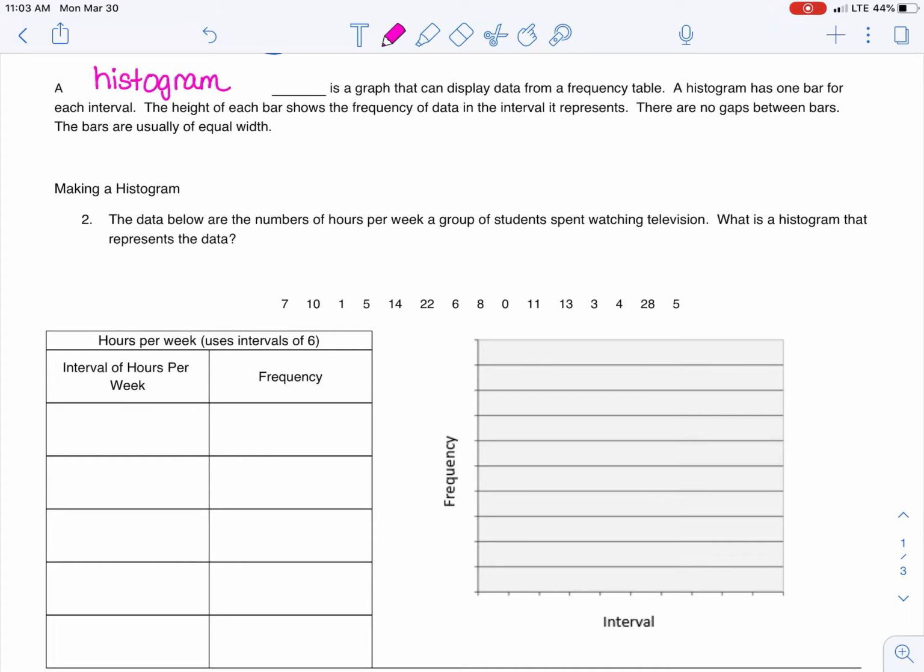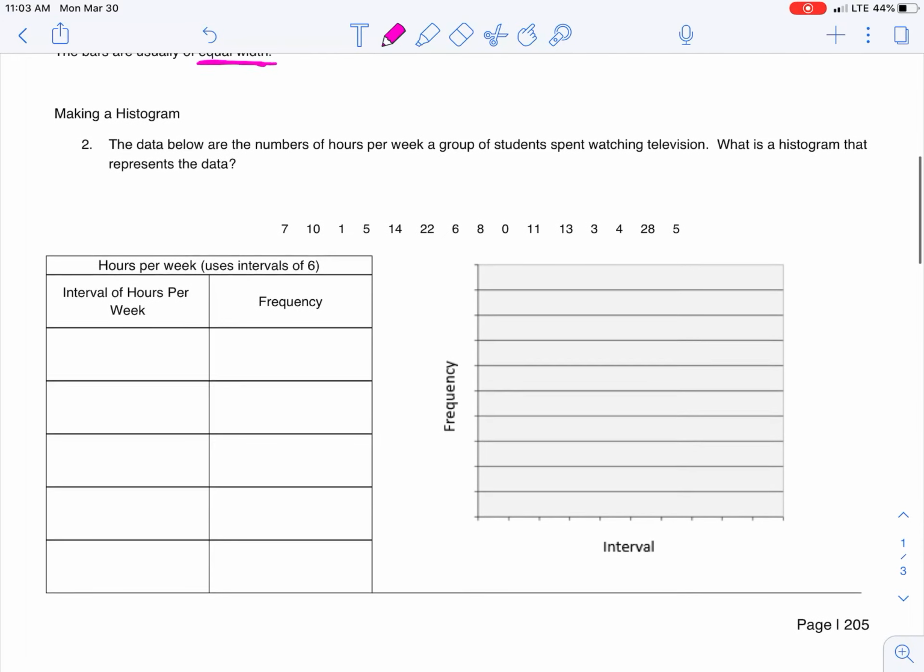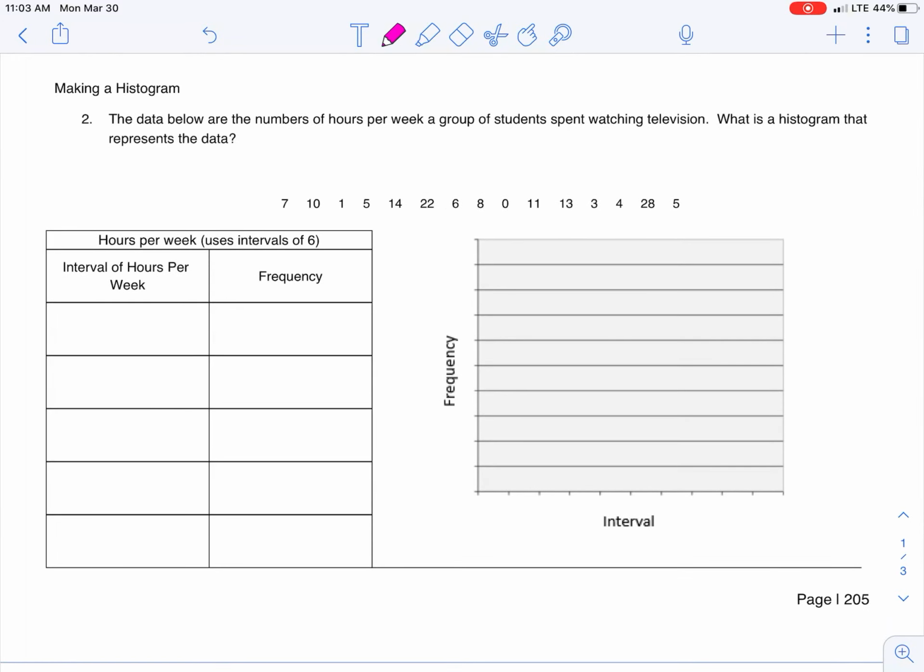There are no gaps, again, very important information, between bars, and the bars are usually of equal width. Another key factor here. So the data below are the numbers. I'm going to go ahead and scroll down so we have enough room here. The data below are the numbers of hours per week a group of students spent watching television.